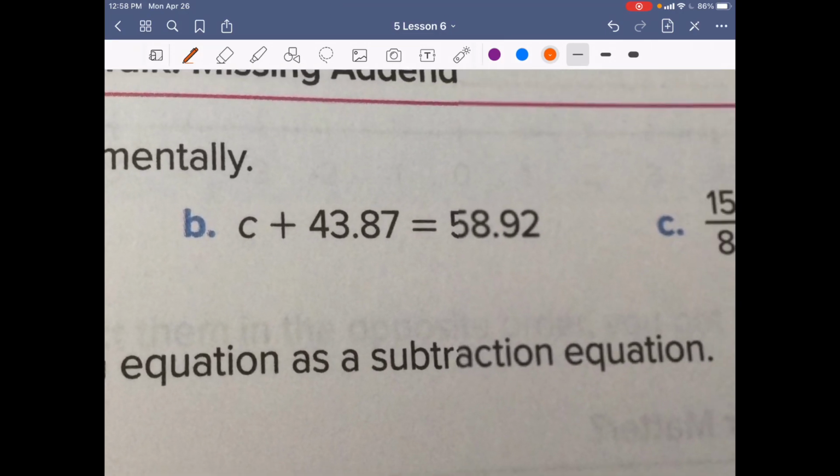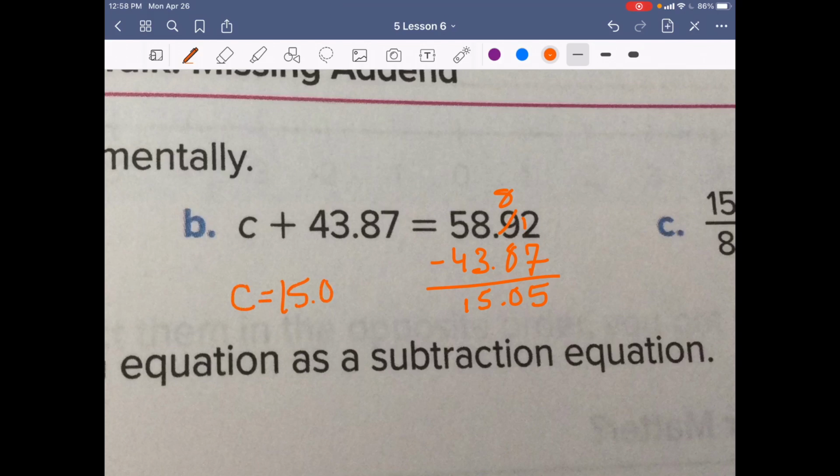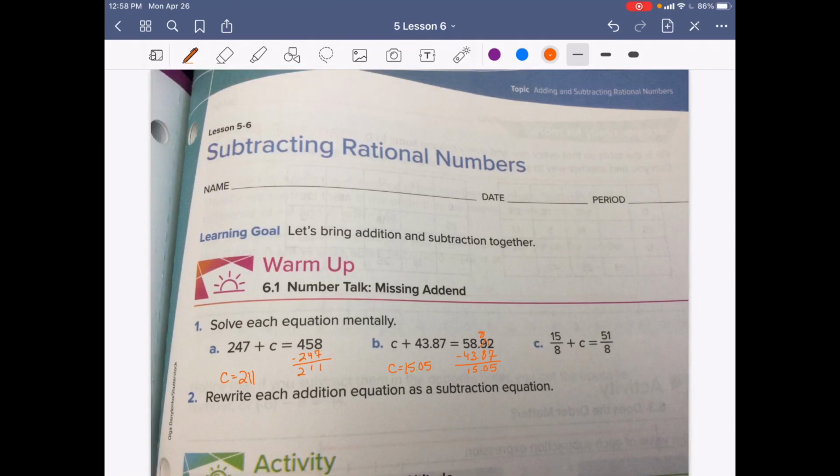Letter B. We have C plus 43.87 equals 58.92. So we're going to subtract 43.87. We can't take 7 away from 2, so we have to borrow. That becomes an 8, and this is a 12. 12 minus 7 is 5. 8 minus 8 is 0. 8 minus 3 is 5. And 5 minus 4 is 1. So in this case, C equals 15.05.